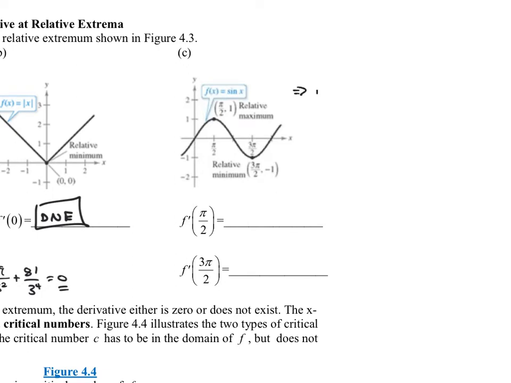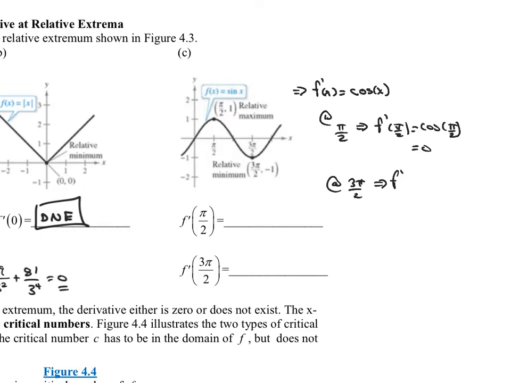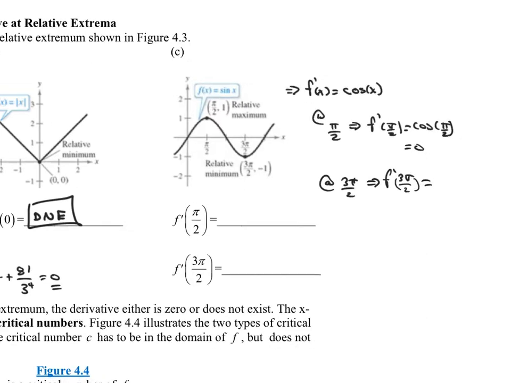Well, let's find the derivative. The derivative of sine, as you know, is cosine of x. We need to evaluate it at these points, so let's consider it at pi over 2. We would have f prime of pi over 2 equal to cosine of pi over 2, and cosine of pi over 2 is 0. And at 3 pi over 2, we'd have f prime of 3 pi over 2, which would be cosine of 3 pi over 2.